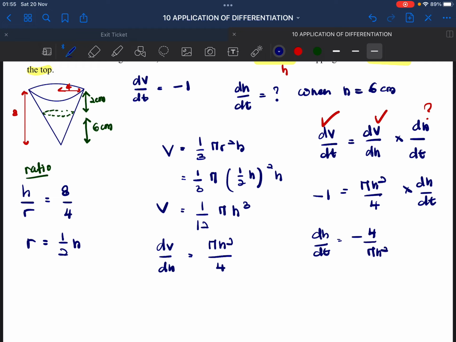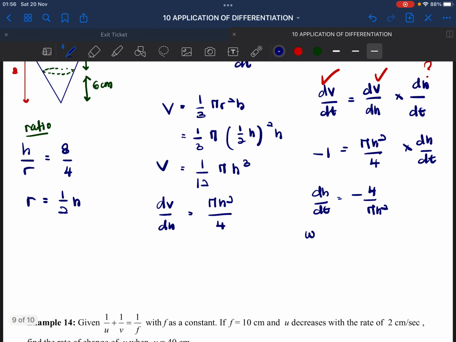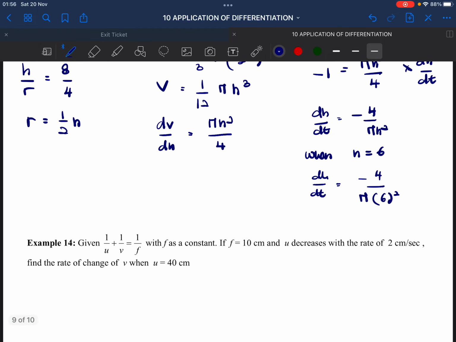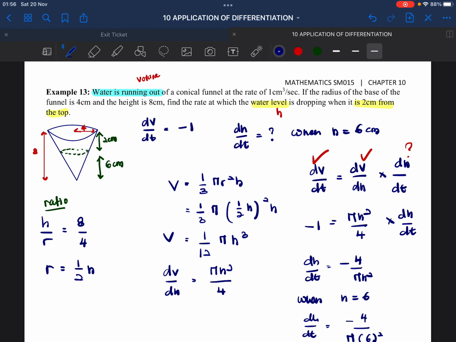Okay, so remember the question said when h is 6 centimeter, or actually the question said 2 centimeter from the top. So 2 centimeter from the top, that means the water level is at 6 centimeter. So when h equals 6, dh over dt equals -4 over pi times 6 squared. So here you will get the answer, -1 over 9 pi centimeter per second. Okay, so that is how we find dh over dt. So actually rate of change is very easy. Just go back to our chain rule here.